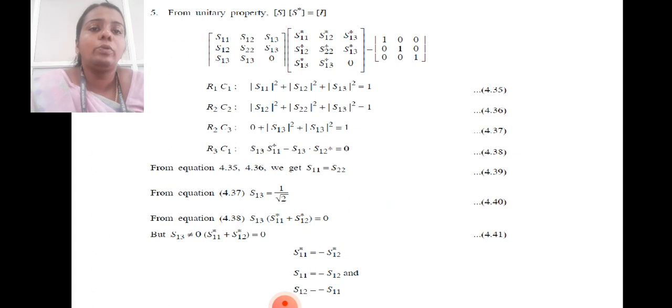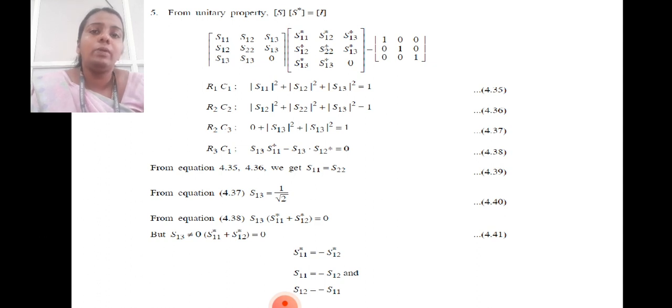So from the unitary property, that is S into S conjugate is equal to the identity matrix, we are substituting the matrix from the previous equation and writing the identity matrix for 3 cross 3. And next step, similar to the E-plane T, we are multiplying the rows and columns. So first we are multiplying row 1 and column 1.